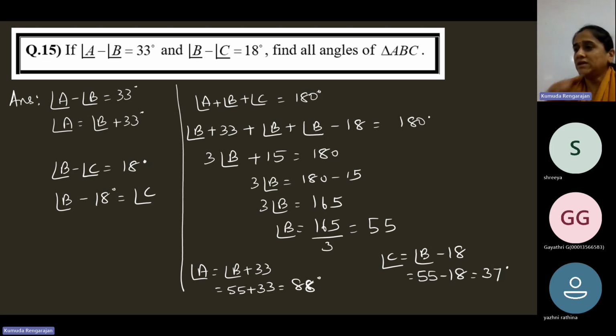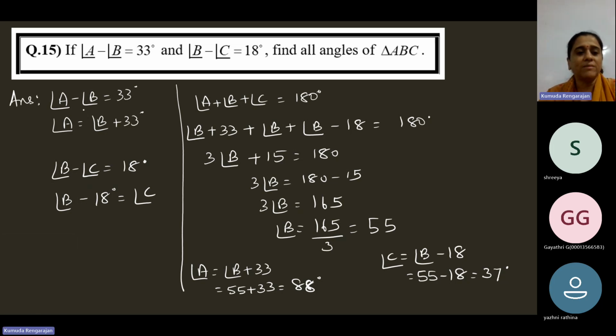So then what will happen? That equation will have only one unknown, that is angle B. So we can solve that equation and find the measure of angle B, and hence find the other angles. So in these two equations given, angle B is common, so we write angle A and angle C in terms of angle B.